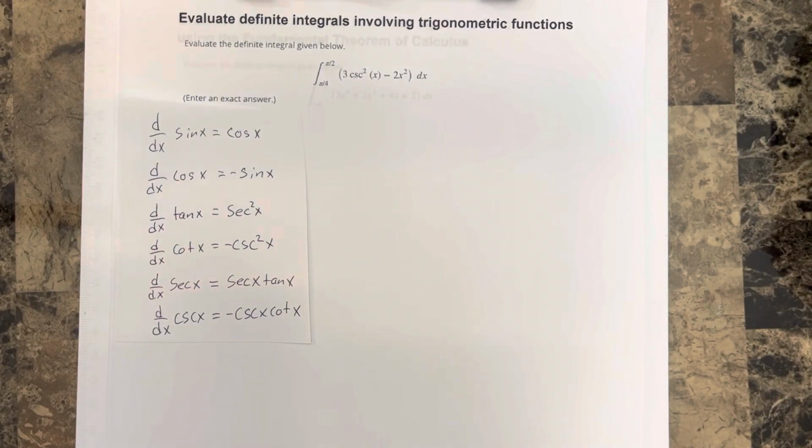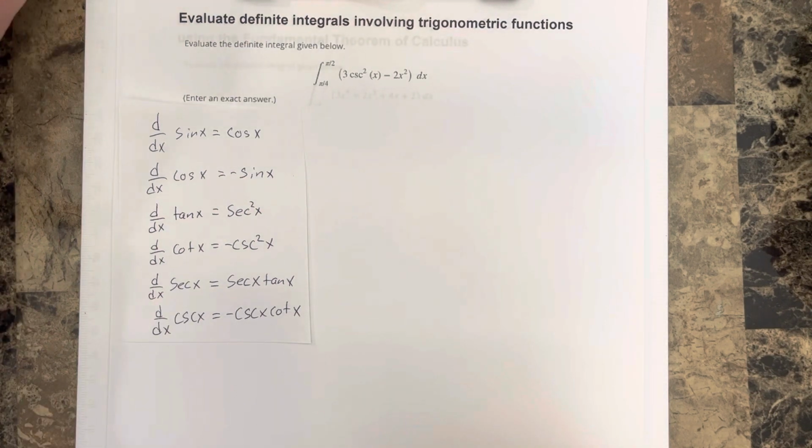In this video, we're going to evaluate definite integrals involving trigonometric functions. It says evaluate the definite integral given below, and the integral is from pi over 4 to pi over 2, and it's 3 cosecant squared x minus 2x squared dx.